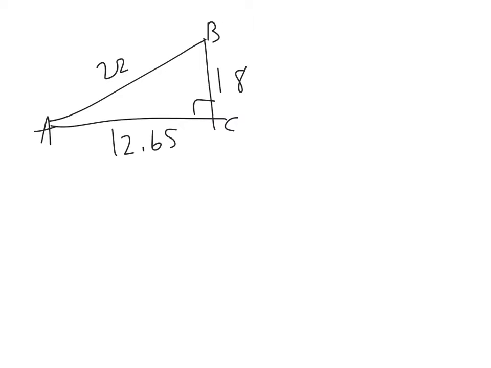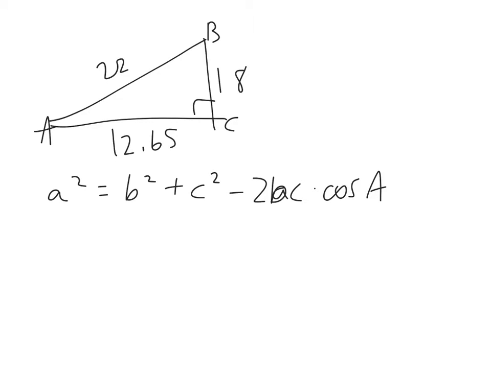So the formula that we're going to use to do that states that a squared equals b squared plus c squared minus 2bc times cosine of A. So we're going to use this formula here and we're going to plug in what we have. Little a is the side opposite angle A. So this is little a. Here is little c and here is little b. So we're going to plug those in.